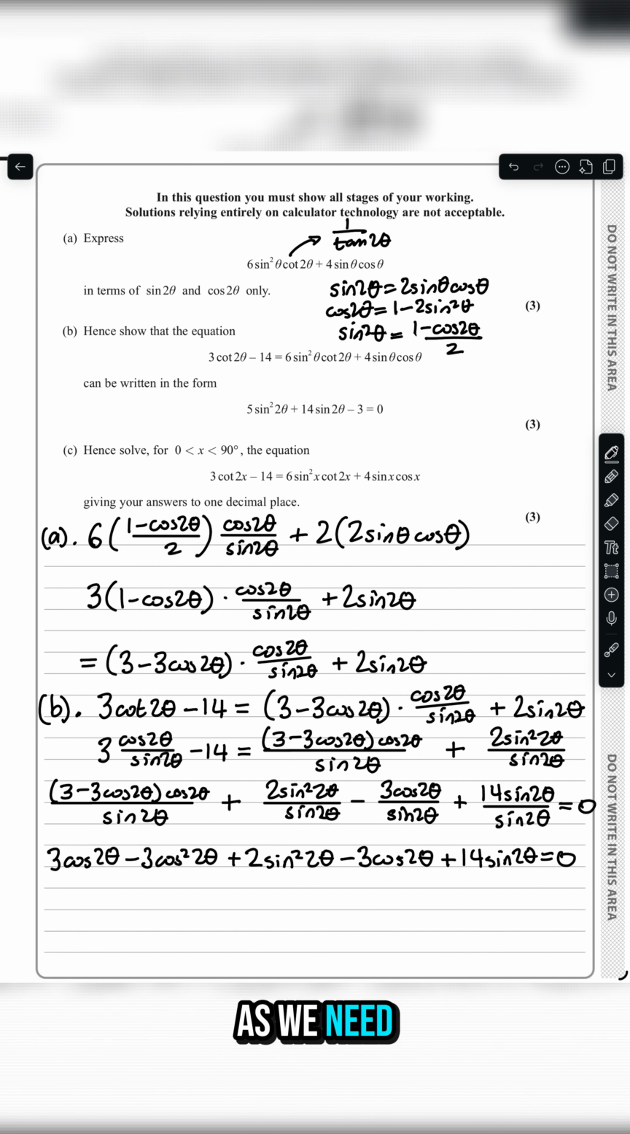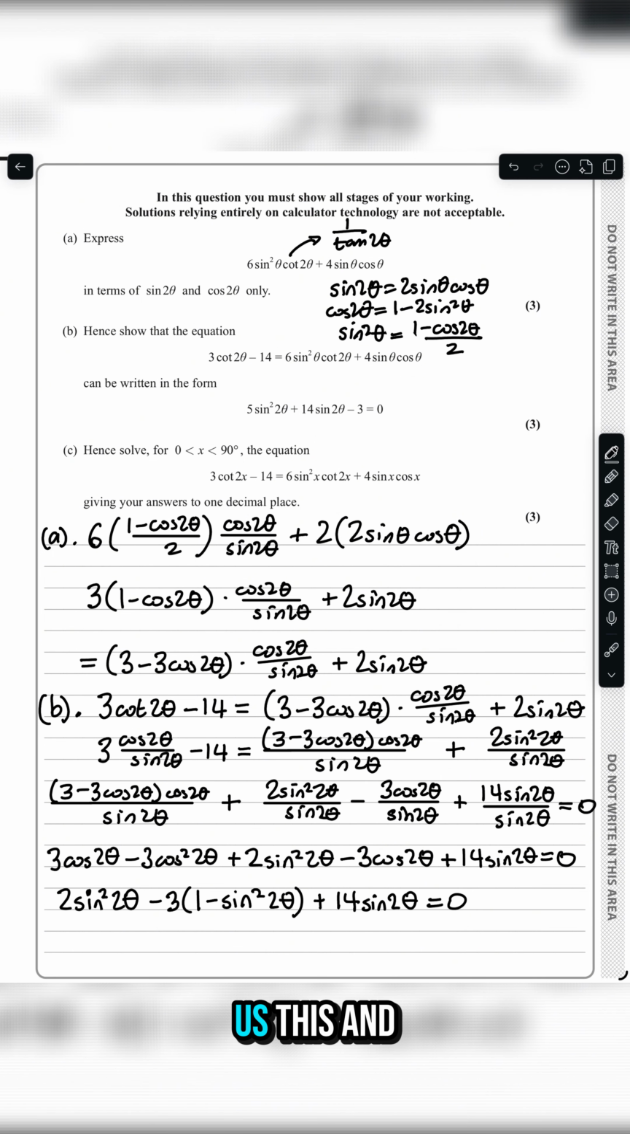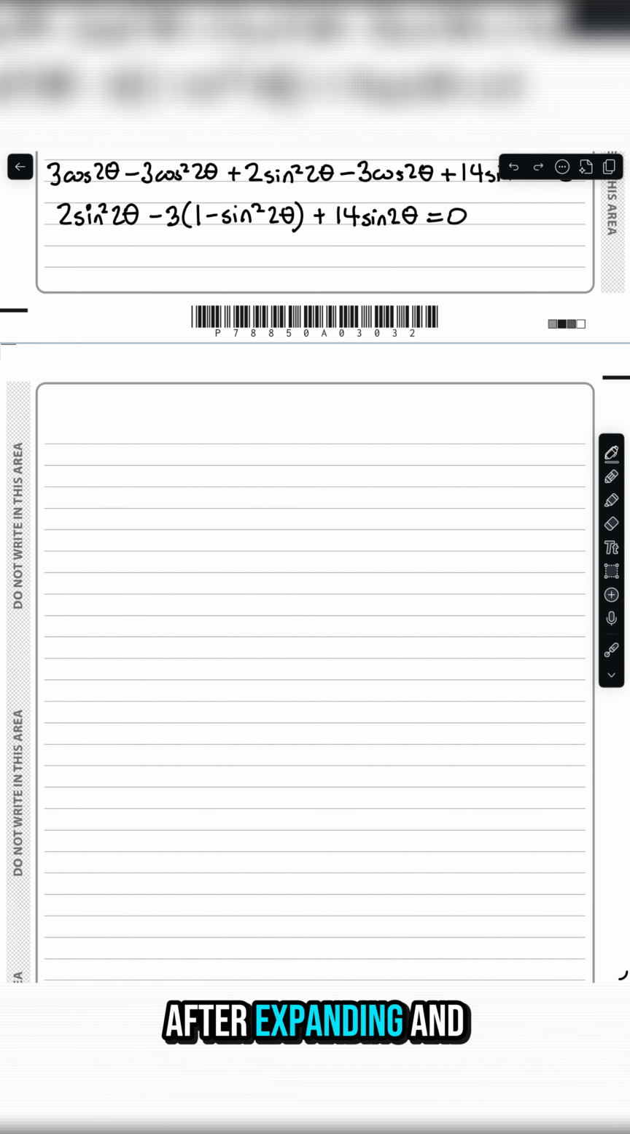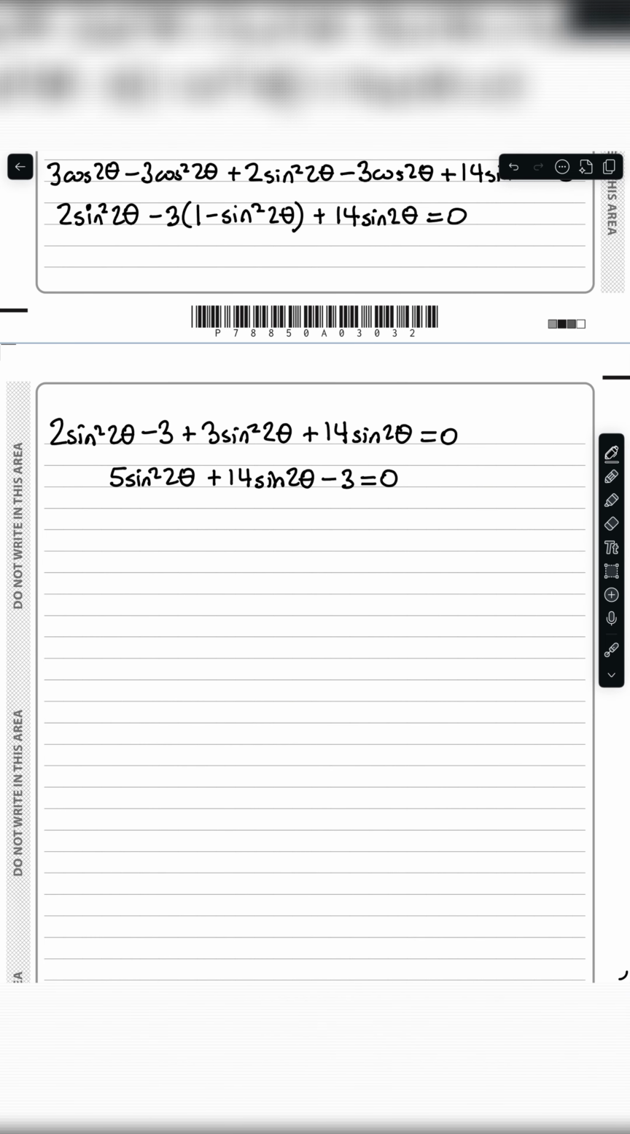And given that we need to write our answer in a form that's only in terms of sine 2 theta, we need to replace cos squared 2 theta with 1 minus sine squared 2 theta. And that gives us this. And after expanding and simplifying the left-hand side of this equation, we get this final equation.